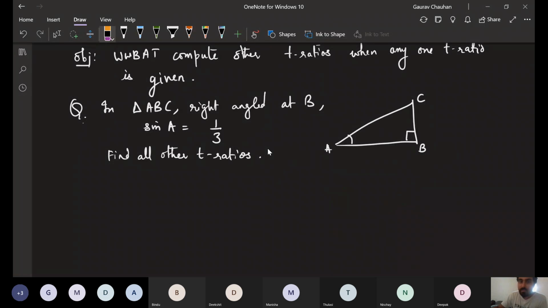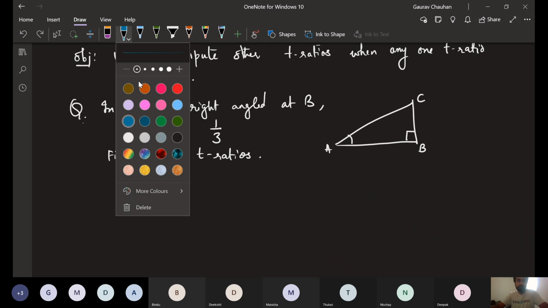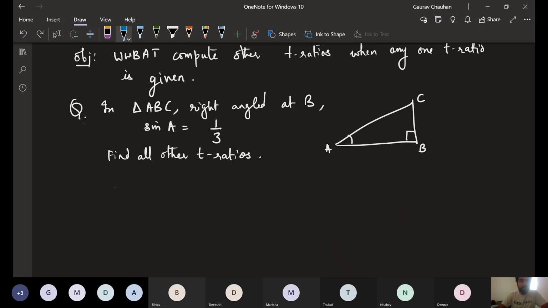What the question is telling is, if sine A is equal to 1 by 3, what it really means is sine A was what? Sine A is here. Can you tell me the actual value of sine A from the formula, Dilruba?